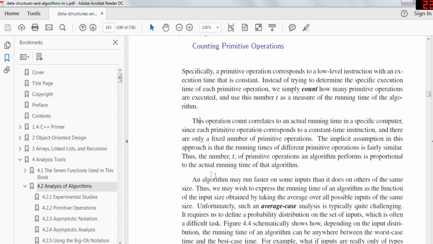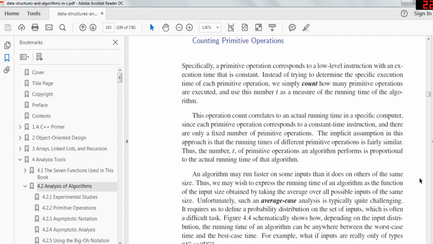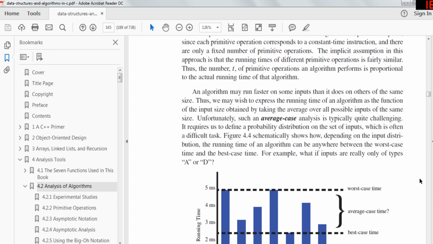Okay, so an algorithm may run faster on some inputs than it does on others. Thus, we may wish to express the running time of an algorithm as a function of the input size obtained by taking the average over all possible inputs of the same size. Unfortunately, such an average case analysis is typically quite challenging. It requires us to find a probability distribution on the set of inputs, which is a difficult task.